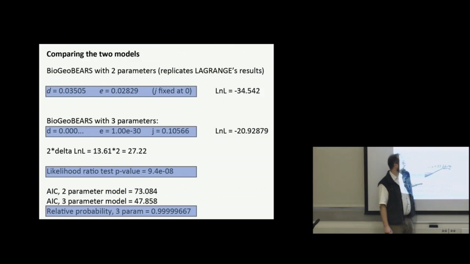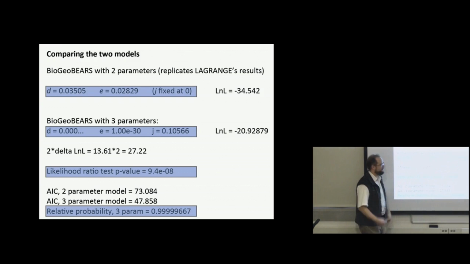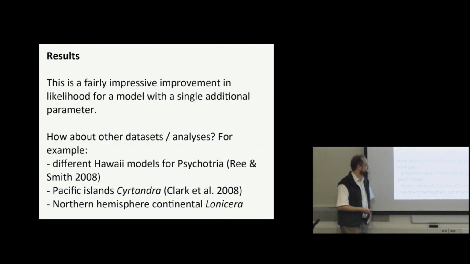And you get a significant weight on these founder events. So ironically, the DEC, dispersal, extinction, cladogenesis, you don't really need the dispersal and extinction things once you've added this founder event speciation. So like I said, this is fairly impressive, but this is just one data set. It'd be nice to look at some more.